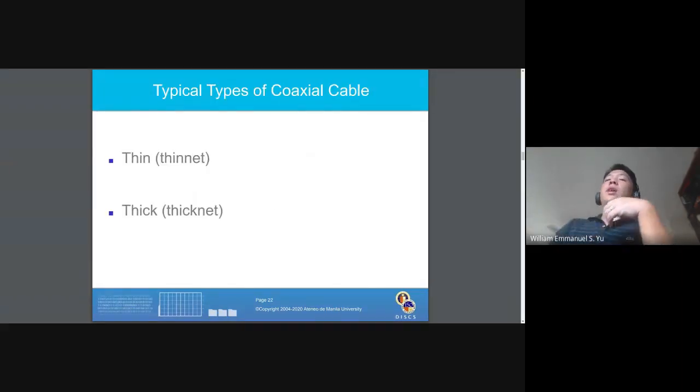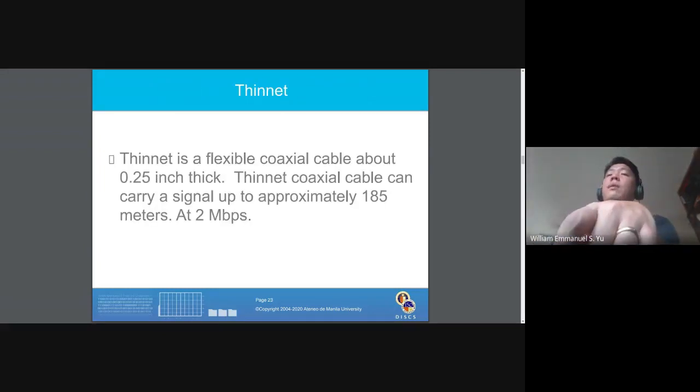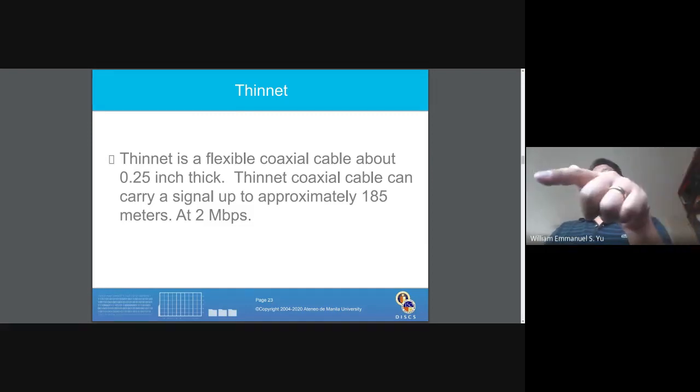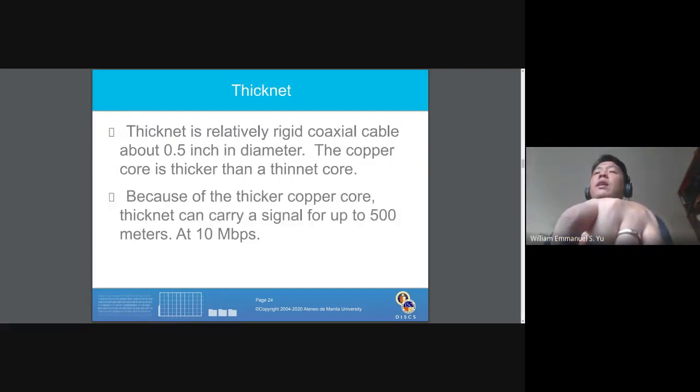Again, there are two types of coaxial cable for data networking: thin net and thick net, and they're differentiated by the thickness of the wire. Thin net is a quarter of an inch thick and can carry up to a whopping 2 megabits per second. Even the slowest UTP cable carries 10 megabits per second, so UTP definitely carries more than thin net. But thin net, because it uses a coaxial cable, is less susceptible to electromagnetic interference.